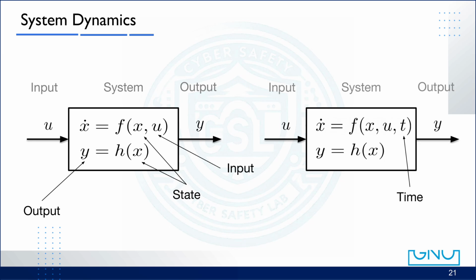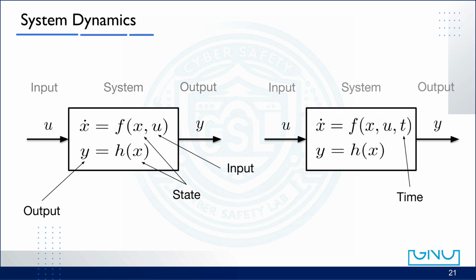Now, sometimes we include time t explicitly in the equation, and then it looks like this: x dot equals f of x, u, and t. This means that the system's behavior changes over time, for example, when the road condition, tire friction, or vehicle mass changes as we drive.